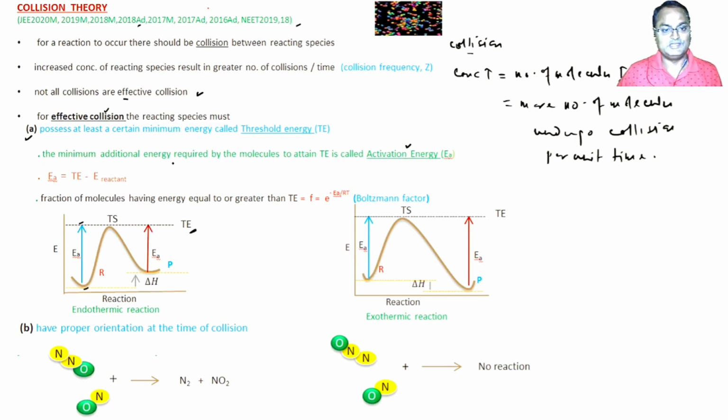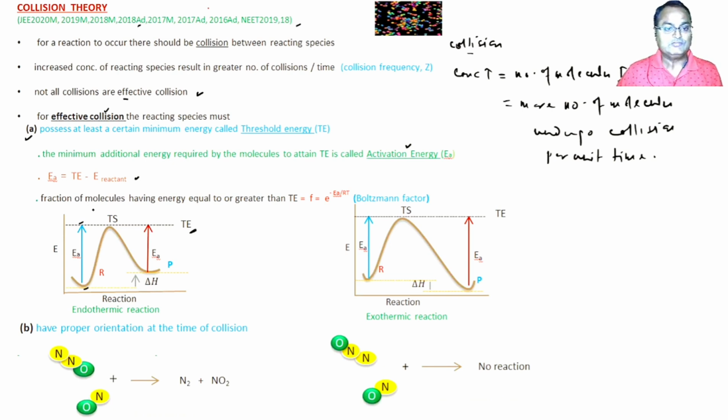This is the minimum additional energy required by the molecules to attain threshold energy, called activation energy, and it is represented by Ea. This is the energy required to activate these molecules so that they can perform effective collision and convert into product. Similarly, these product molecules acquire this amount of activation energy, and their energy becomes equal to or greater than threshold energy, and they convert. So the activation energy is the threshold energy minus the energy of the reactant molecules, or you can say the energy of the product molecules. So this is the activation energy.